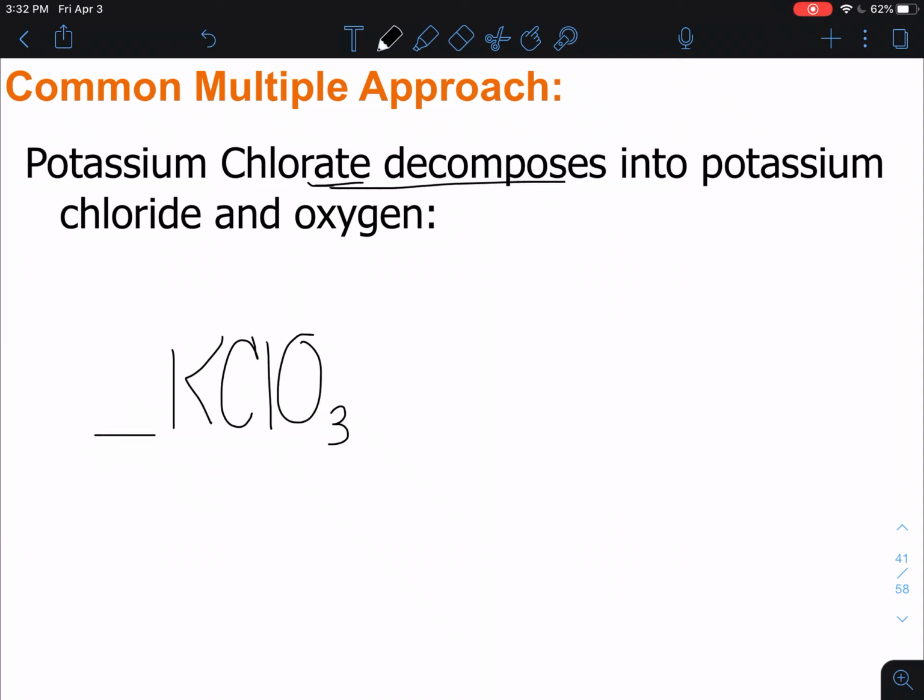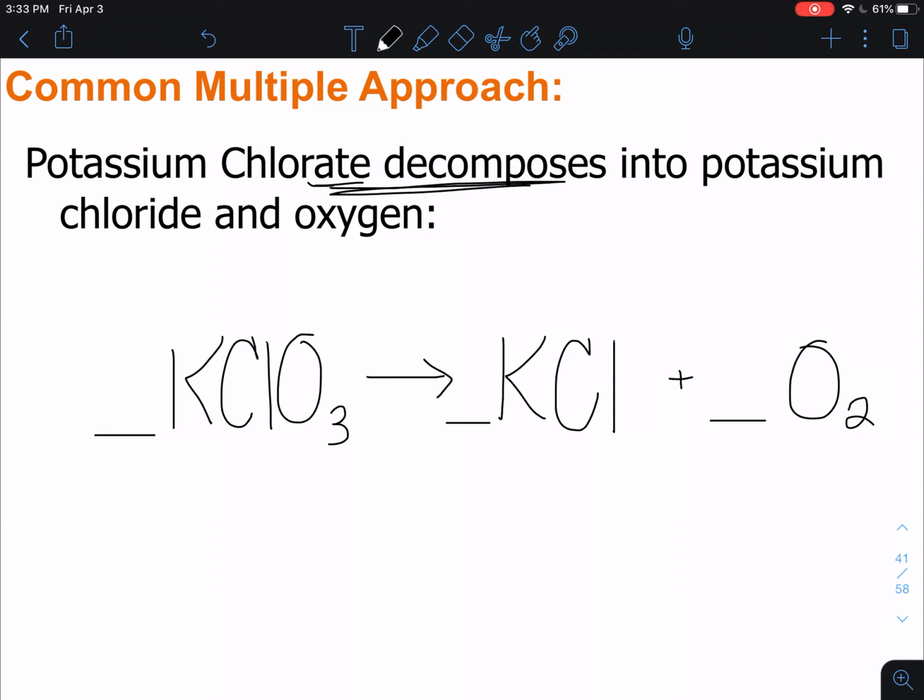Now it decomposes, all right? So since it decomposes, it doesn't react with anything. It just decomposes into something else. And what does it decompose into? It decomposes into potassium chloride. If you look at the periodic table, potassium is always a +1. So again, it's still going to be KCl plus oxygen, right? O2. Remember, oxygen's a diatomic, and in chemical reactions, we always represent it as such.